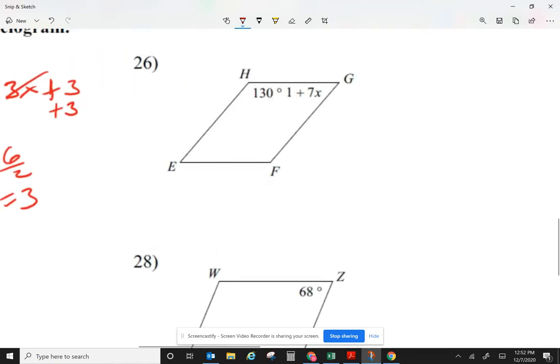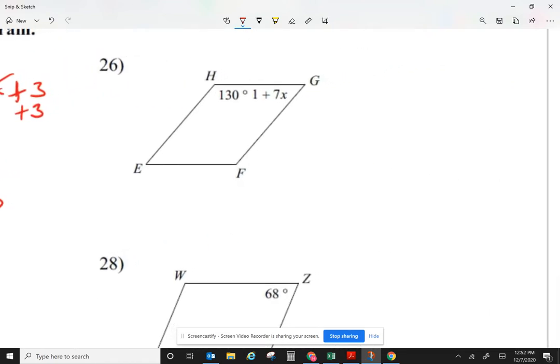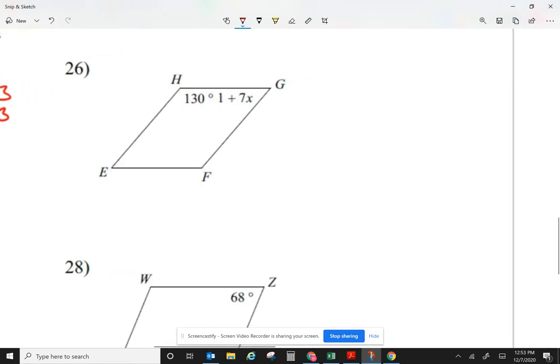When it comes to angles, opposite angles are equal to each other. So if I was looking at angle G with angle E, I will say, oh, they're equal to each other. In this case, adjacent angles, so angles that are not opposite, they're actually connected by a side, I'm just going to add them up and equals to 180.